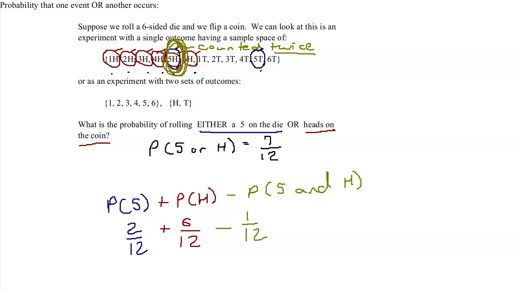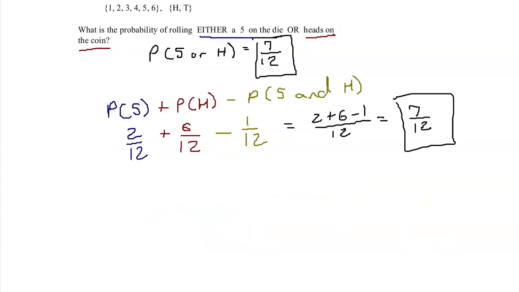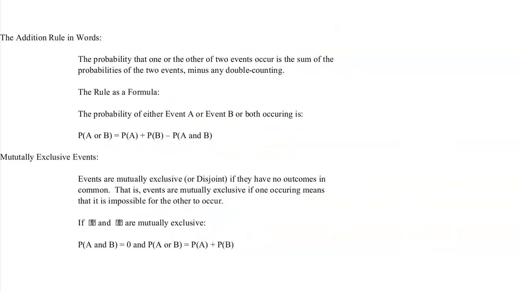We put all that together, 2 plus 6 minus 1 over 12. That gives us 7/12. The answer we're supposed to get. So that leads us to what we call the addition rule.